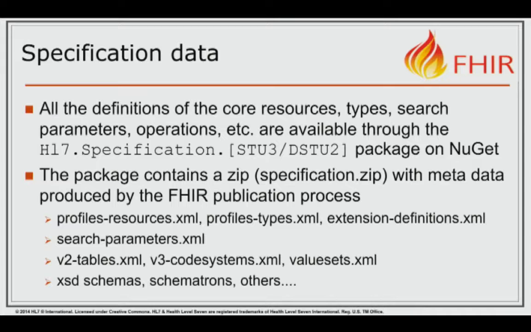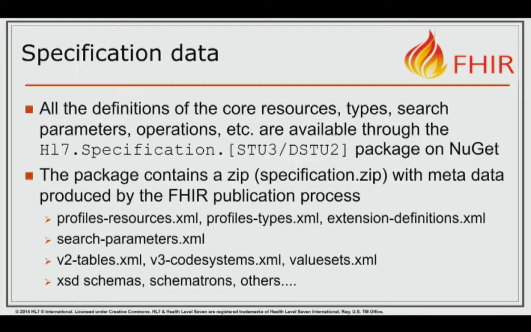Ingredient 2 is, okay, so I'm validating this against what exactly? Most of the time you're validating it against a structure definition. So you need a way to get to a structure definition. Now, the .NET API packages the base HL7 specification in the NuGet package HL7.specification.stu3 or DSTU2 or R4. Well, the R4 one is not ready yet. And it has a zip file, specification.zip, with basically all the definitional data of the FHIR specification.